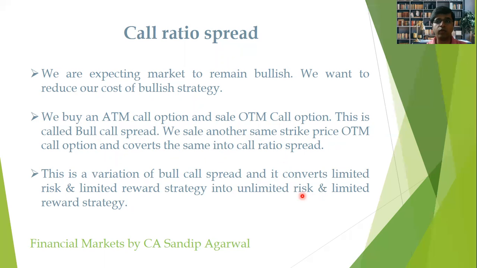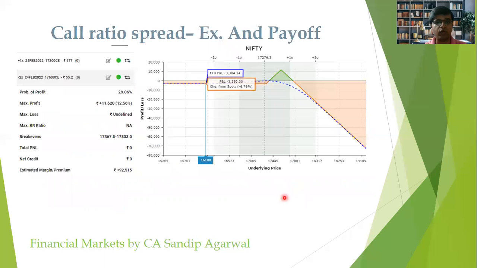Basically, the bull call spread was limited risk and limited reward. The amount of the maximum profit and the amount of the maximum loss was defined. But the moment the person converts this bull call spread into a call ratio spread, the maximum reward stays limited, but the risk becomes unlimited. So we will see this with the help of an example in the payoff graph.